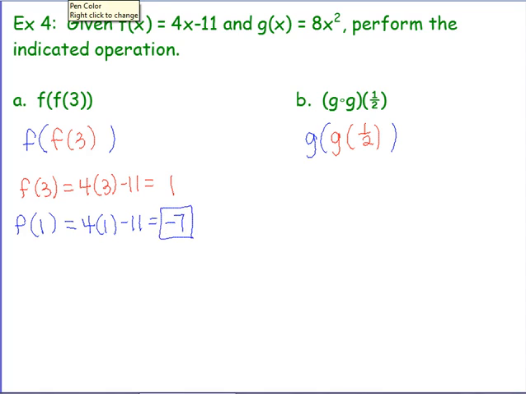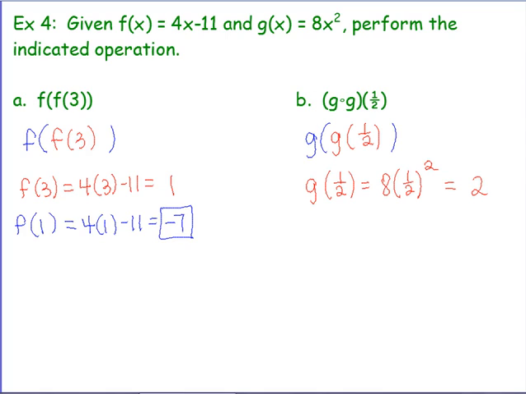And last one, let's make sure you did this one correct, and then we're going to look at one other kind of problem. The red part is g of 1/2. So we're going to put 1/2 in the g equation, and we're going to use parentheses. So 8 parentheses 1/2 squared. That will be 8 parentheses 1 divided by 2 close parentheses squared. And you should get an answer of 2.